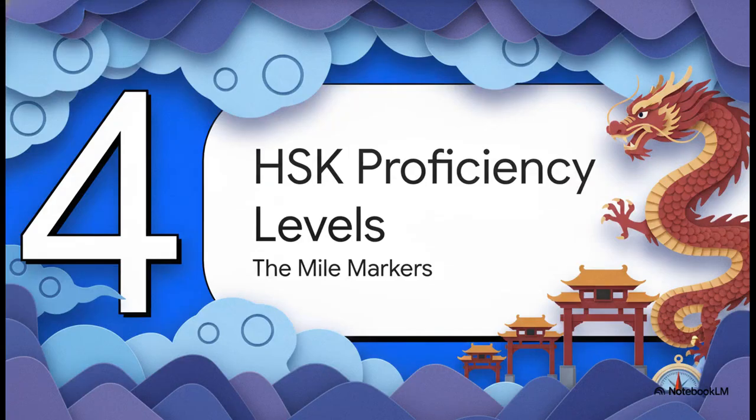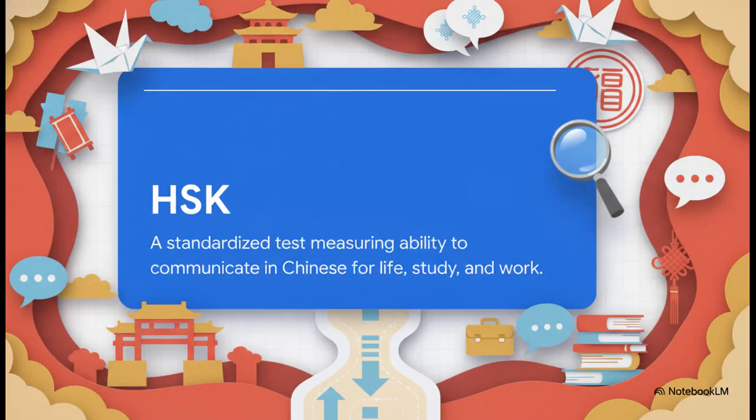Up next is Section 4, the HSK proficiency levels. Think of these as your mile markers. Now, what's really interesting about this slide is that the HSK isn't just some random pop quiz your teacher dreamed up over the weekend. It's a globally recognized national standardized test. It specifically measures your ability to actually communicate in the real world, whether that's in daily life, study, or eventually work. So let's break down exactly what those levels look like as you travel down this roadmap.